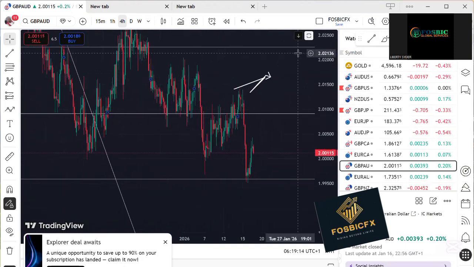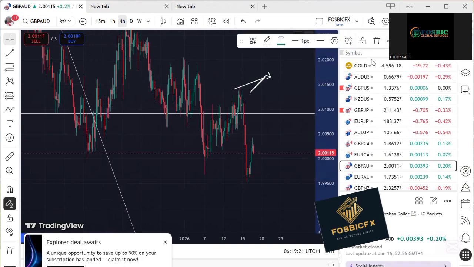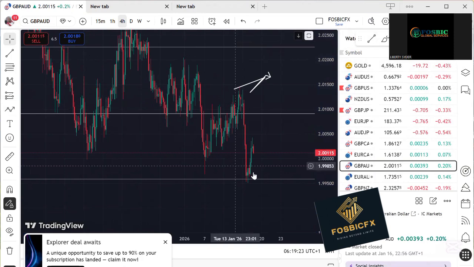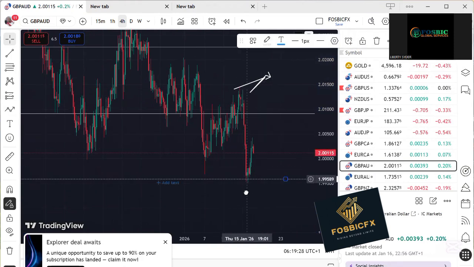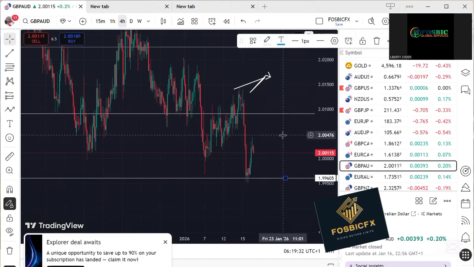Now this is GBP AUD. We made some money from this market yesterday because we bought this market at this level here. We made some profits. Now, watch. You see this market here.